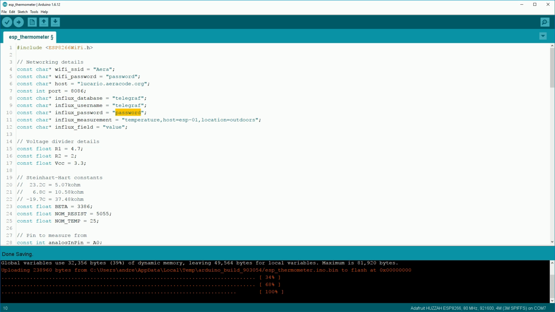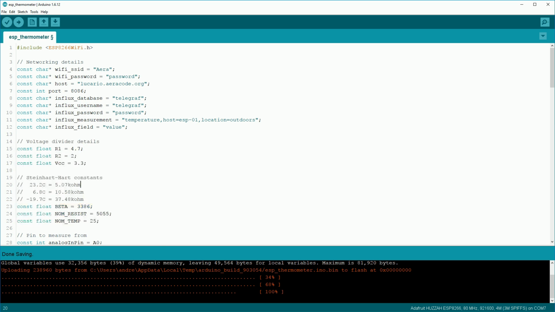Again, here, it's not really the password. Finally, a couple of things to send to Influx with our measurement. Firstly, the measurement name. This is both a name and a series of tags, so we can retrieve it later and do different graphs based on it. And then the name of the field, which here is value to match my other temperature logging sensors.